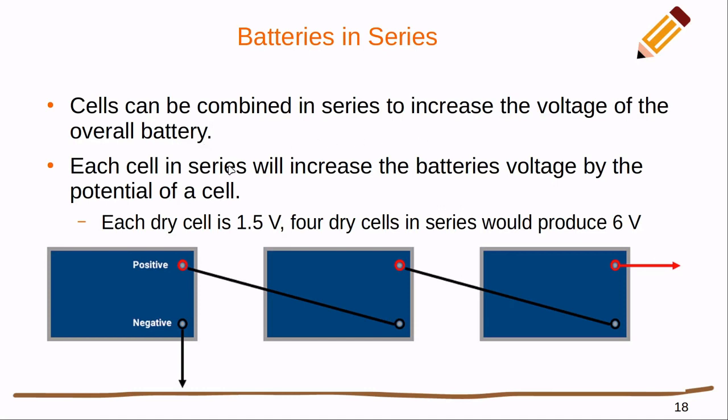Now, let's say for a second that we did want to have more voltage, but we only had a specific cell that, for instance, could produce 1.5 volts. What you do, like we kind of saw in the lead acid example, is you start to connect these cells in series. Each cell that's connected in series will increase the battery voltage by the potential of the cell. For instance, we have those dry cells that were 1.5 volts. 4 dry cells in series would produce 6 volts. Okay, so 4 times 1.5 is 6 volts.